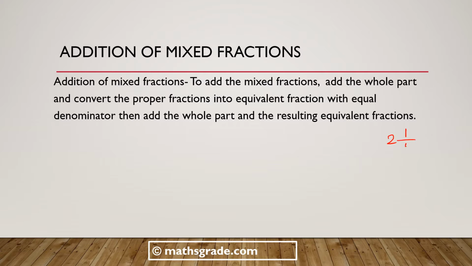2 1 divided by 5. This is a mixed fraction, a combination of a whole number and a proper fraction. 2 is the whole number. And 1 divided by 5 is the proper fraction. Why is it a proper fraction? Because the numerator 1 is less than the denominator 5.